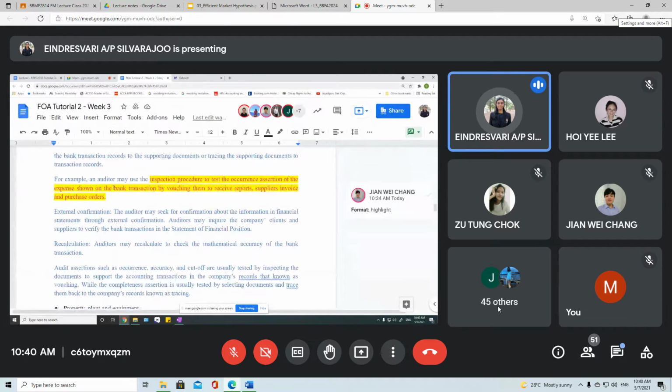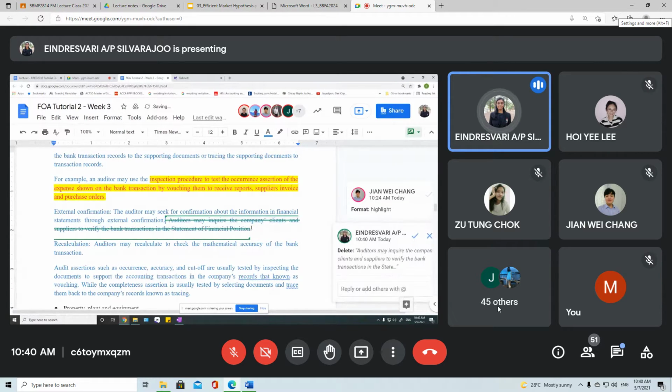So for bank transaction, inspection procedure to test occurrence shown on the bank transaction. You see, the sentence structure is not proper. You may inquire the client to verify the bank transaction. This is the wrong procedure. We only inquire to ask something where we really don't know. The information is not in the invoice, then we inquire. If the information is not given in the SOFA, SOPL. If you have the information, it's just that you don't know where to find, then that is not inquiry. Inquiry is something you want to know, but it is not provided to you.